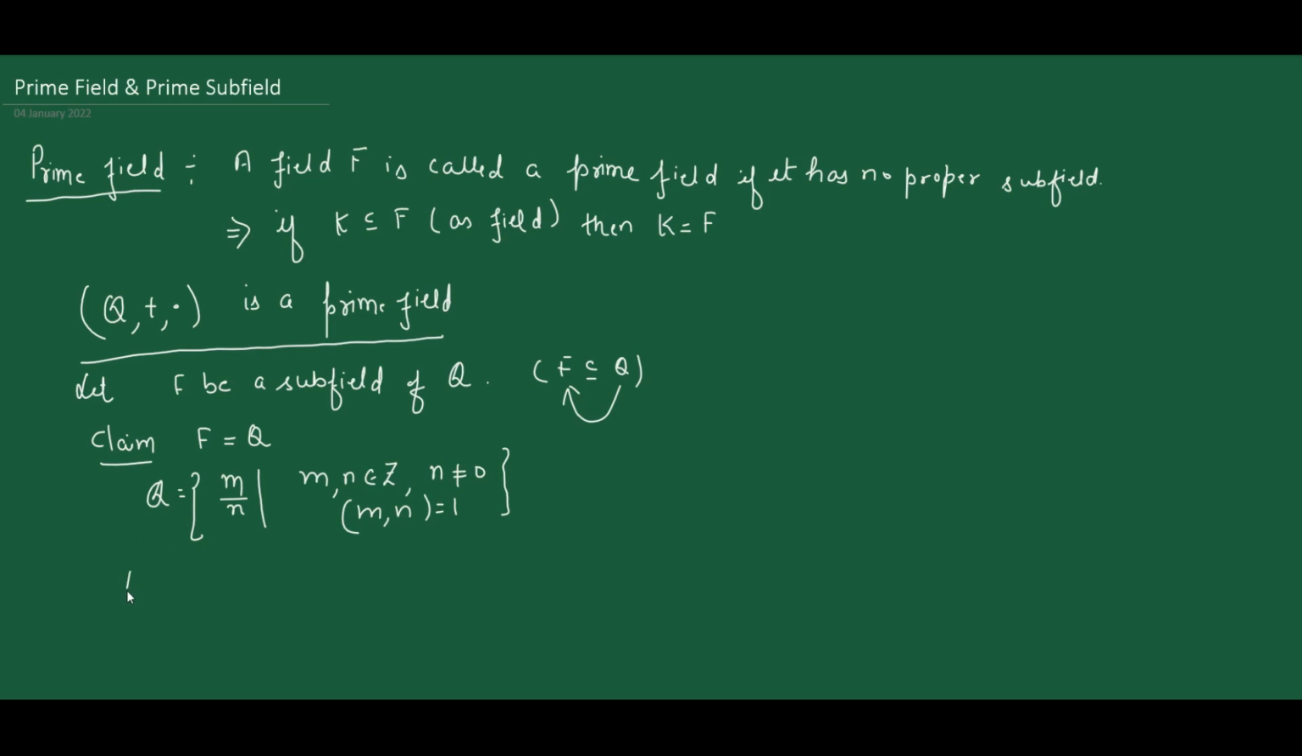So choose any element. Let a belong to Q, then a will be of the form m by n, where m and n are integers, and obviously n is non-zero. What is our target? We have to show that a belongs to F. For this, Q is contained in F. So we want to show that a belongs to F.